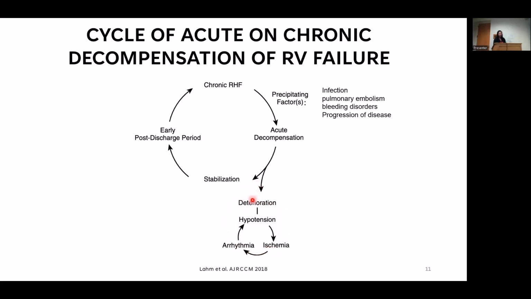And if we're able to stabilize them through a mixture of inotropy or diuretics or pulmonary vasodilator therapy, some patients are able to stabilize and discharge, but mortality even in the post-discharge period can be as high as 35%. So that's all to say we don't have treatments that are targeting the right ventricle, either in chronic right heart failure or in these acute instances of acute deterioration.